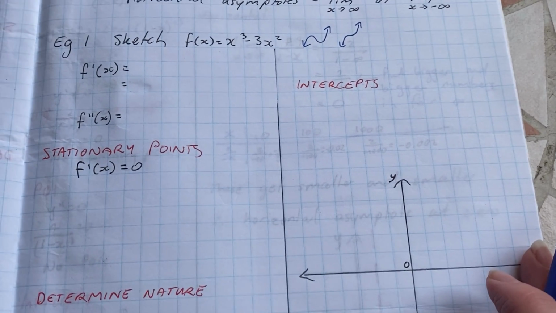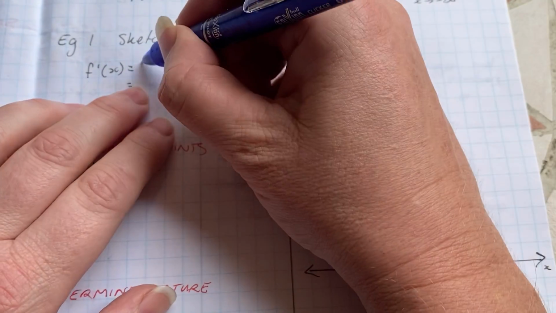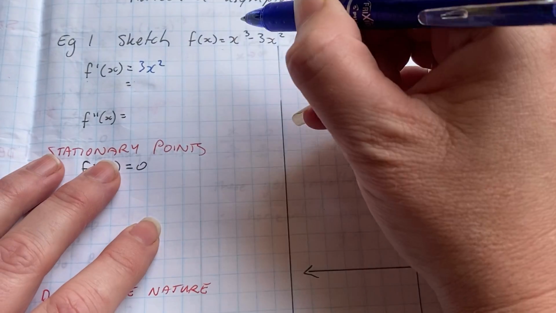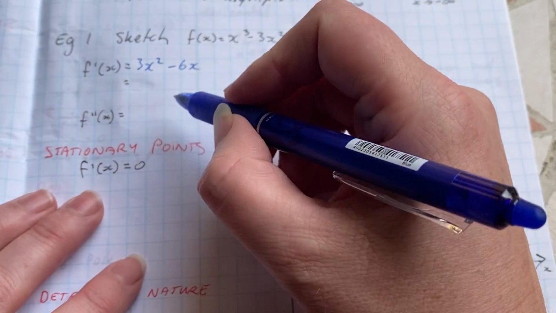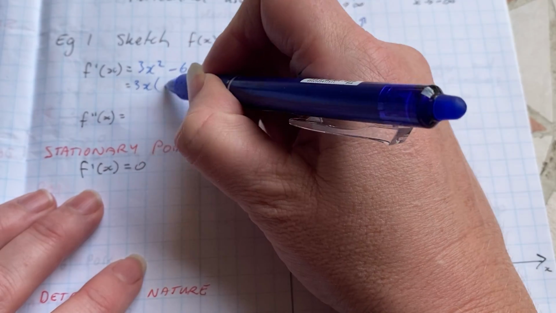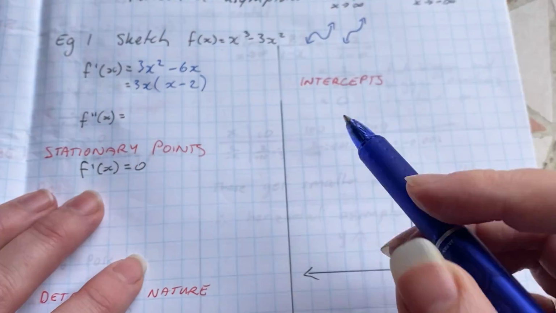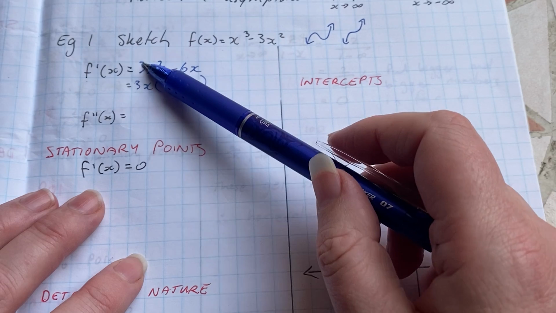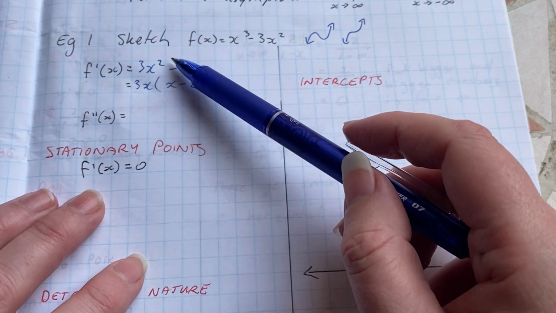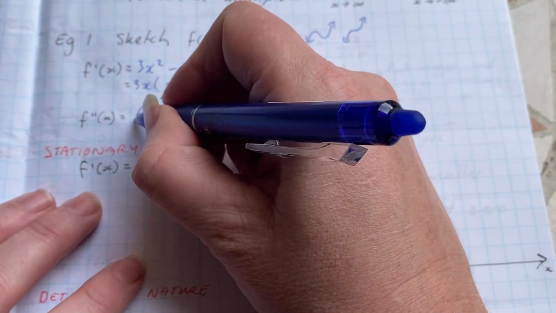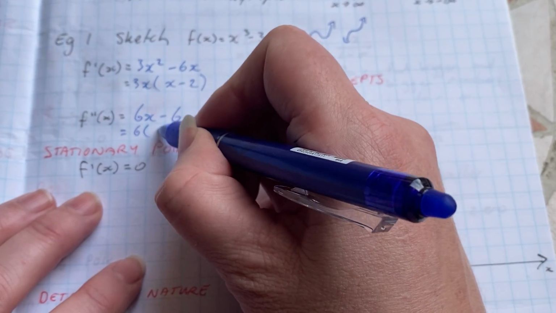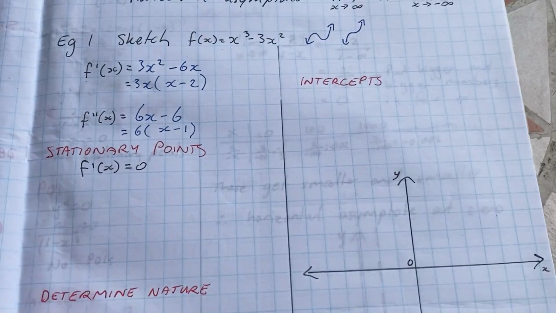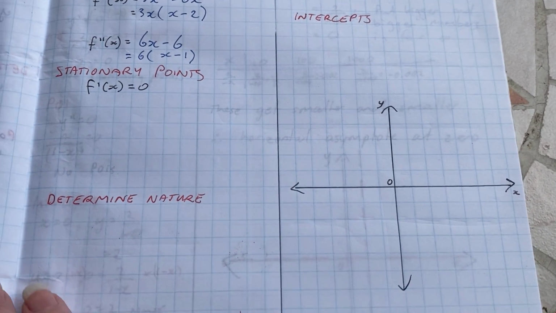Okay, so let's take the derivatives. So the first derivative is 3x squared minus 6x. I'm just going to factorize that as well, 3x(x minus 2). When you take the second derivative, just go back to that first line. So the derivative of that is 6x minus 6. I'll factorize that one as well. It's often easier if it's in a factorized form.